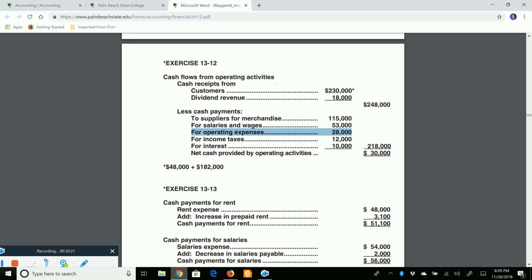So we can see for the operating activities, the inflows are $248,000. The outflows add up to $218,000. So we have a net cash provided by operating activities, a positive $30,000. And as I said earlier, the direct method versus indirect method, the only difference is in how we prepare the operating section. The investing and the financing section are both exactly the same.